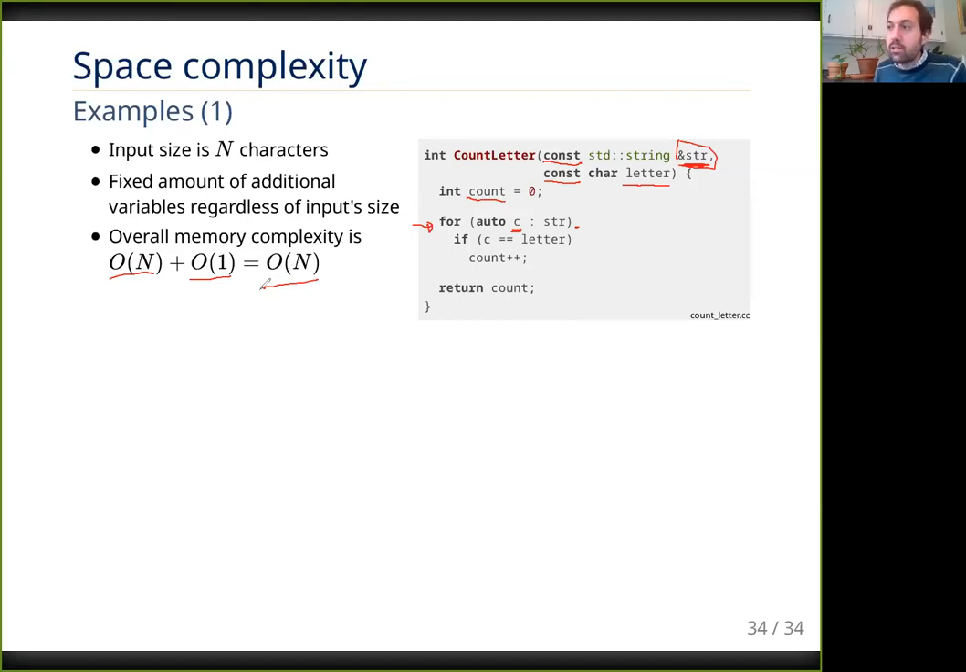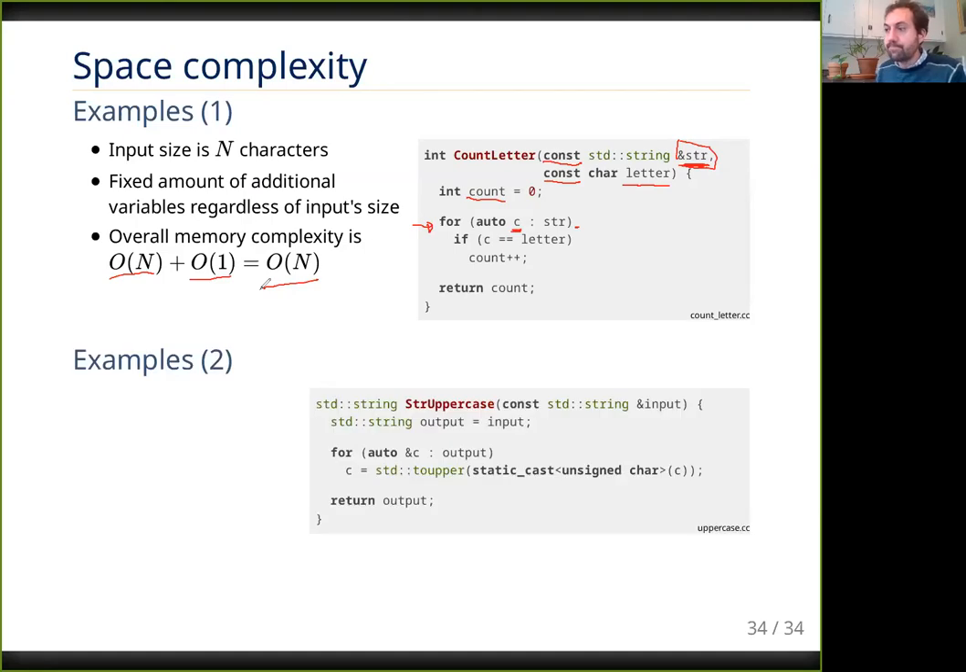Let's look at another function now. So this one is called string uppercase. The idea is very simple. We receive a certain string, we copy it into a kind of temporary string, then we go through all of the characters of this output string, and we modify all of the characters to switch them to uppercase.